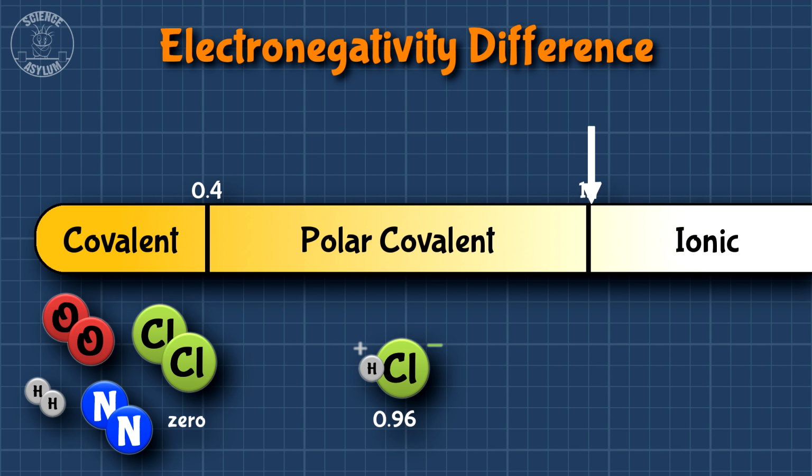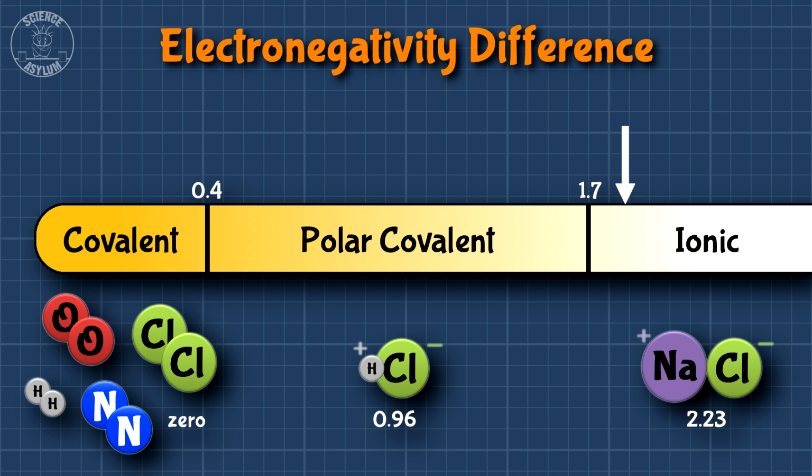The 1.7 transition to ionic bonds isn't all that special either. The electrons are just spending twice as much time on the thief atom. To get a perfect ionic bond, you need a difference of infinity. Which is impossible! No, seriously, it's impossible.